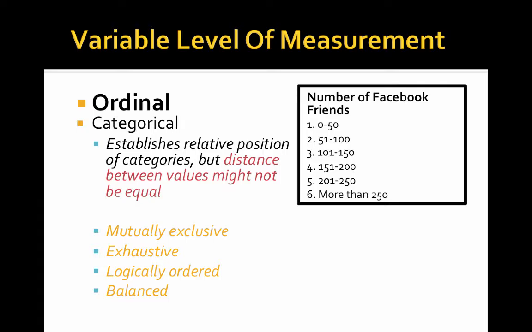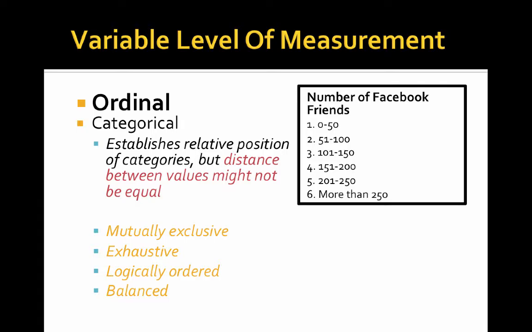So I could be in group 1, for example, if I had 40 Facebook friends, okay? And someone else could be in group 2 because they have 100 Facebook friends. So that person has 60 more Facebook friends than I do. But there could be someone else in group 1 who has 50 Facebook friends and someone else in group 2 who has 51. And now the distance between that person's group from group 1 and the person in group 2 is 1 Facebook friend. So the distance between the numbers of friends when you've got ranges like this is not equal, but we can still establish relative order.